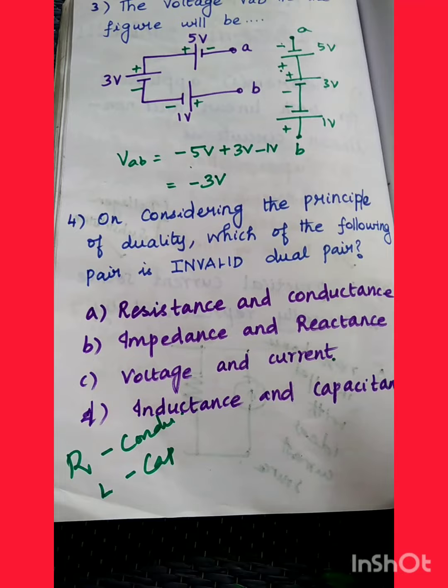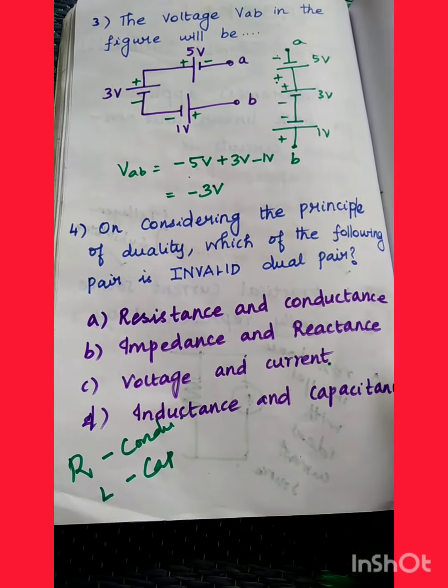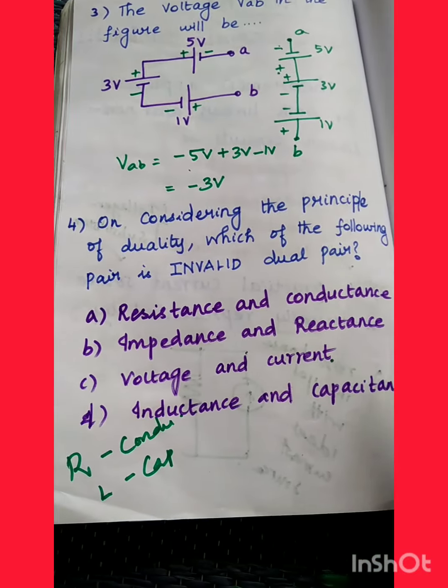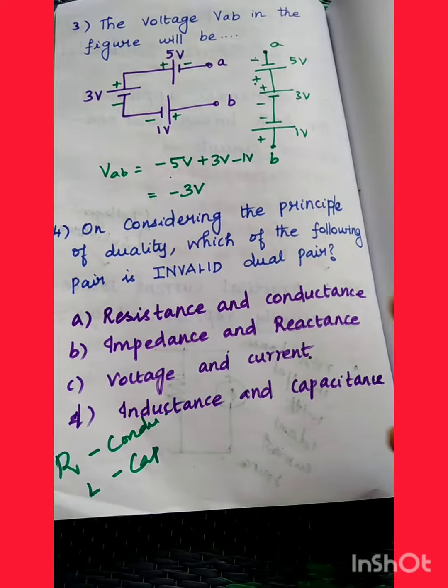Charge means flux linkage. Voltage source means current source. Link means twig. Star network means delta. Pi network means T network. Impedance means admittance. Okay.